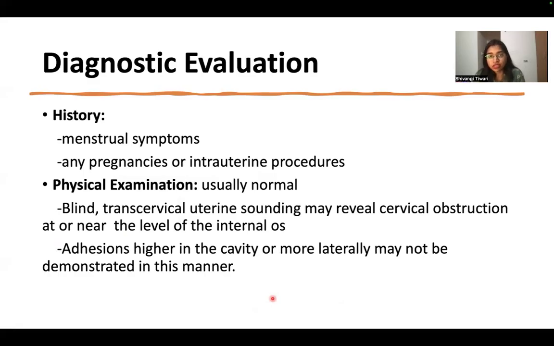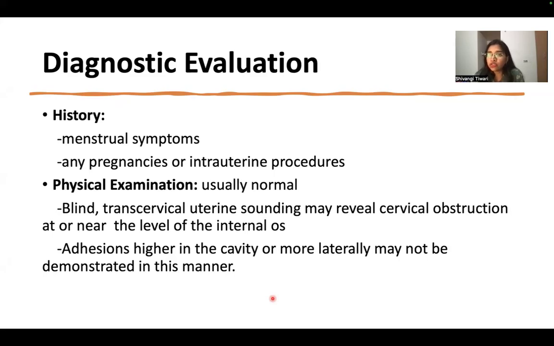Now, how to diagnose such patients? Diagnostic evaluation. First thing is always history. In history, we have to ask about her menstrual symptoms, like the patient will present with hypomenorrhea, oligomenorrhea, secondary amenorrhea, and we have to ask about previous pregnancies and about the previous intrauterine procedure history.